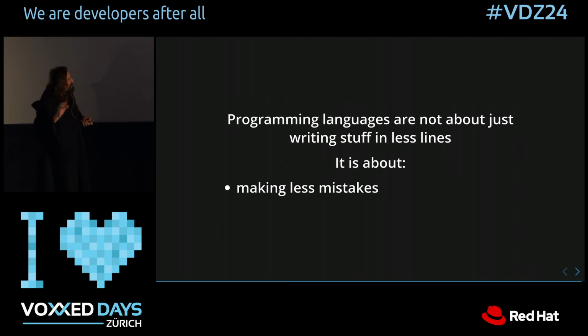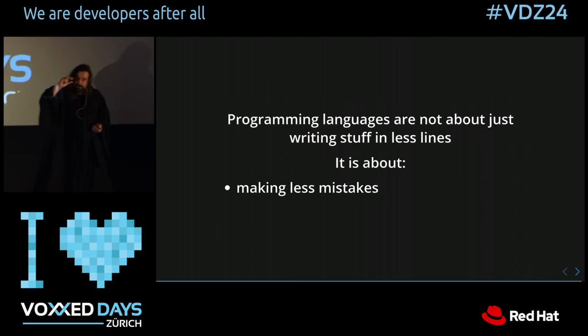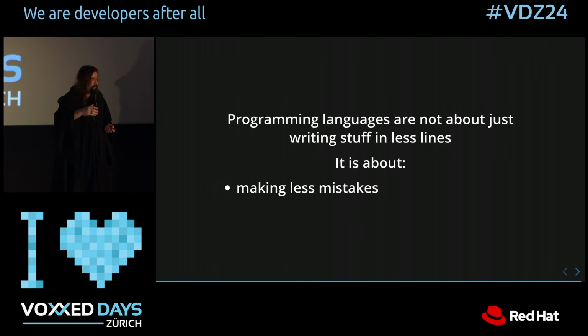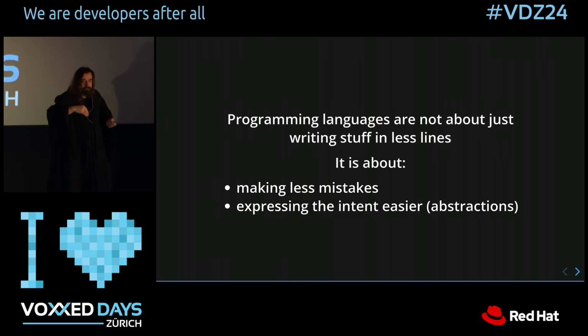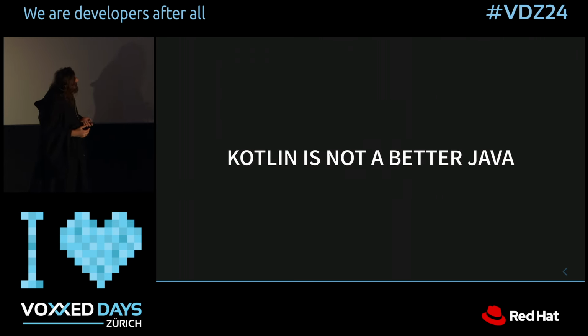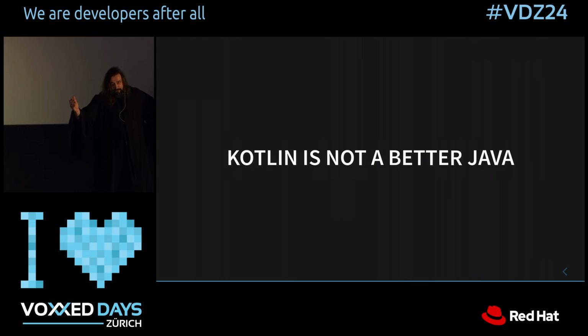But remember, programming languages are not to make code shorter. This is just a side effect. It's to make fewer mistakes. Kotlin was introduced to make fewer mistakes than in Java and to be more expressive, to express more things. So the moment you have Kotlin code, you translate it to Java and back, and you get a gibberish thing, you are doing it right, because that's how it's supposed to work. And yeah, that's my message. Thank you.